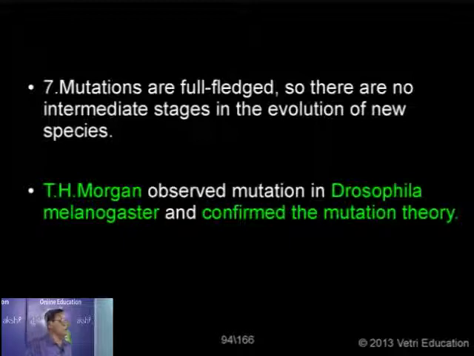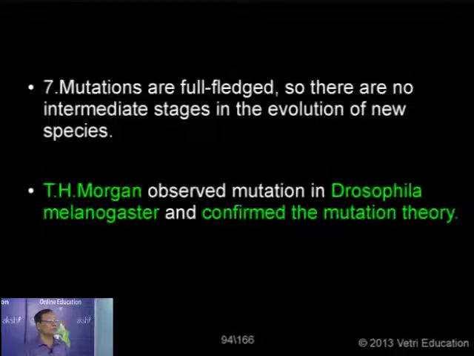Now the concept of mutation as proposed by Hugo de Vries was experimentally proved by T.H. Morgan in the fruit fly Drosophila melanogaster. He confirmed the mutation theory as proposed by Hugo de Vries. That's why he is called the father of modern genetics. He verified the concepts of Mendel, the concepts of de Vries, etc.